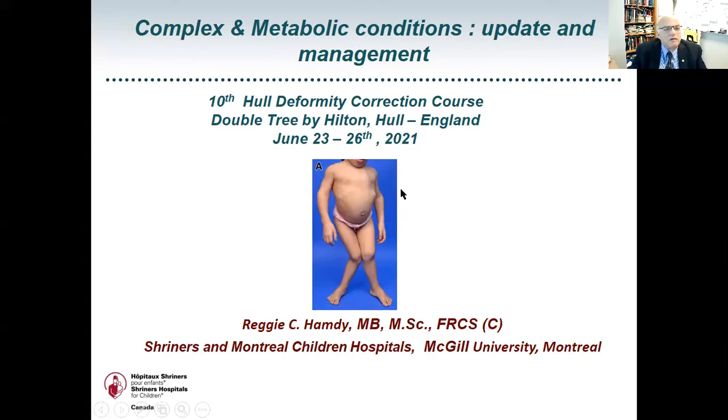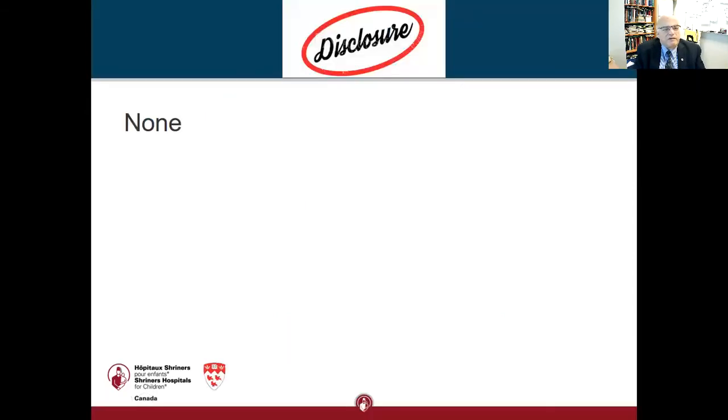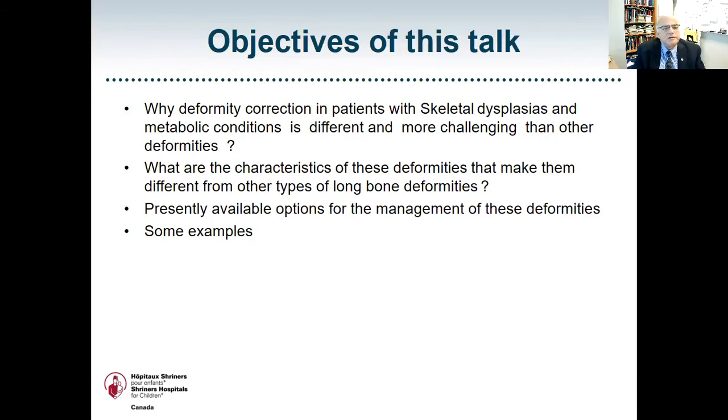Today, I'm going to talk about deformity correction in patients with complex and metabolic conditions, specifically skeletal dysplasia, rickets, fibrous dysplasia, and osteogenesis imperfecta. I have no disclosure.